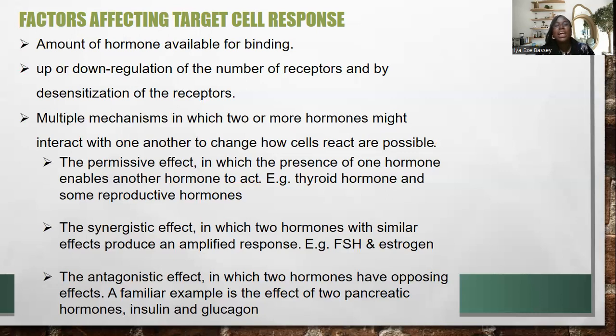For instance, if you have the presence of one hormone which enables another hormone to act, you have a kind of permissive effect: two hormones working together where the presence of one hormone enables another hormone to act. For instance, the presence of thyroid hormone enables some reproductive hormones to act. That is why, if thyroid hormone is low, in some cases there is infertility in some people. This is what is responsible.